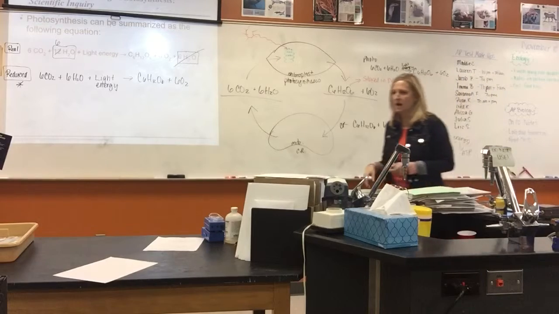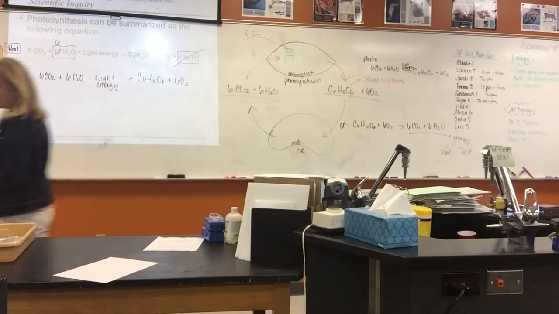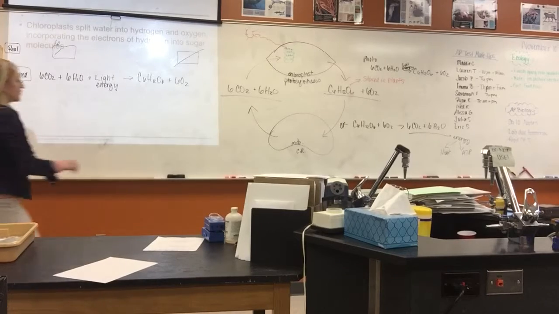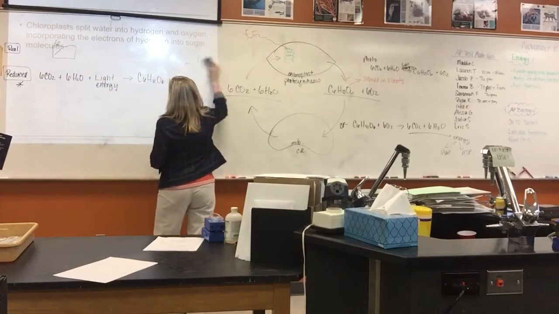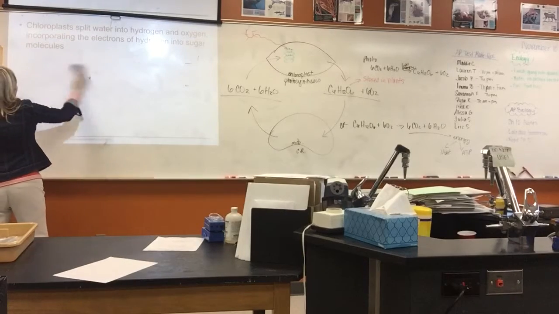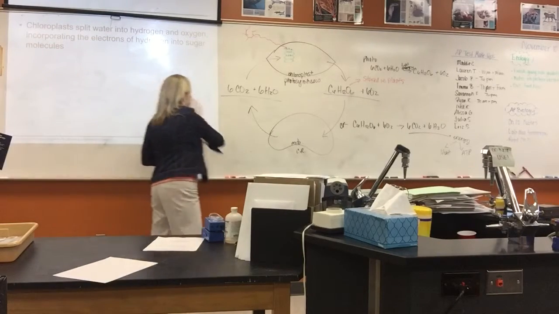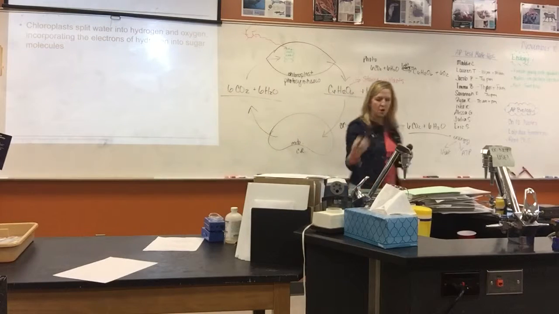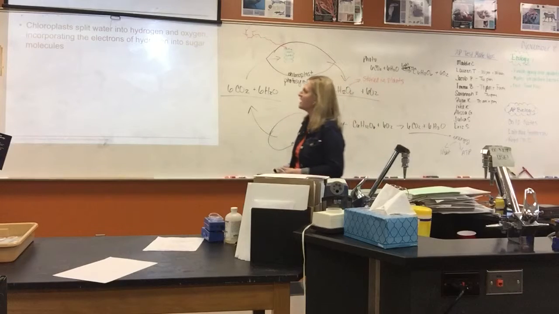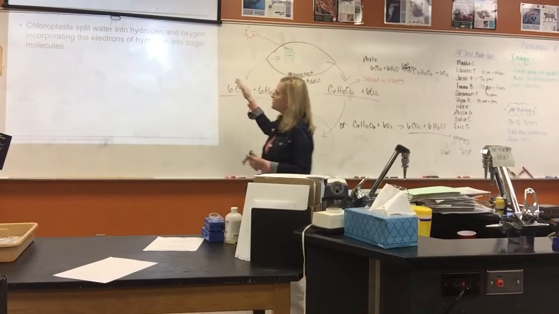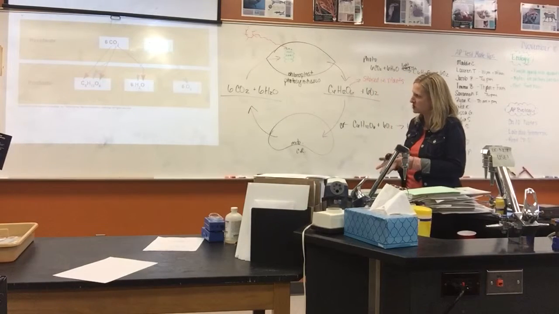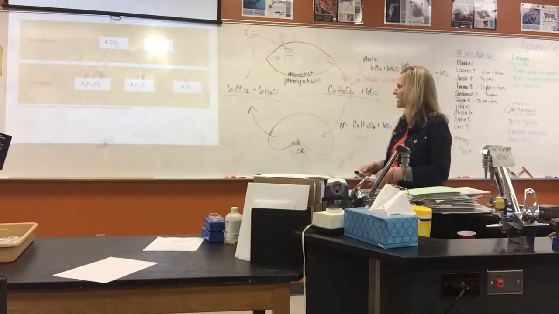Going on with the next slide, the first thing that happens in photosynthesis is the splitting of water. Water is made of hydrogen and oxygen, so the water splits into those and incorporates the electrons of hydrogen eventually into sugar molecules. This picture shows you where things go.